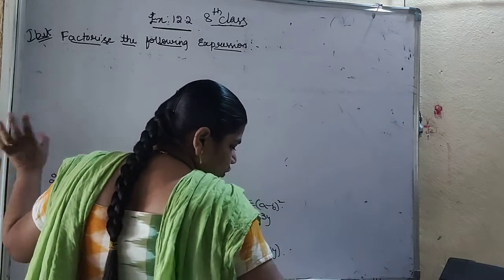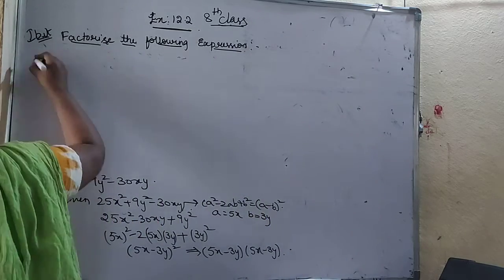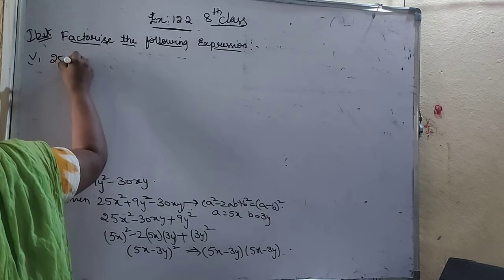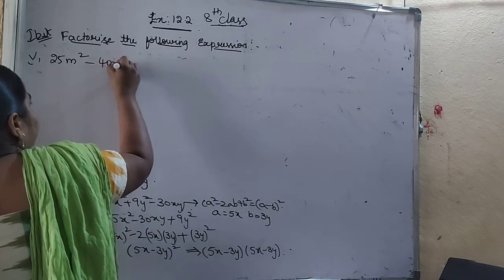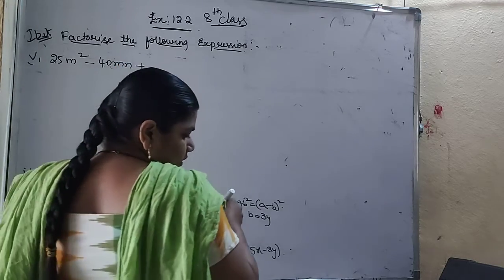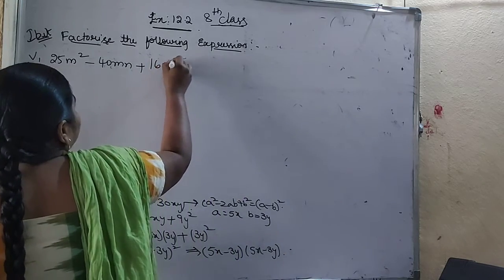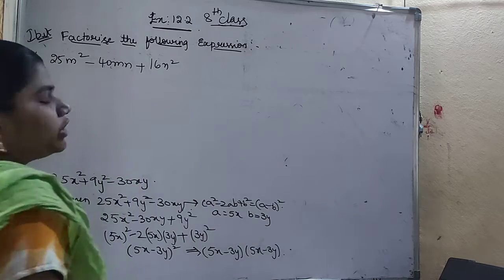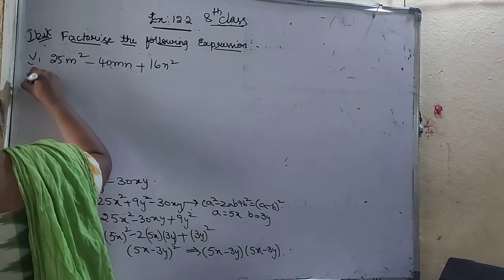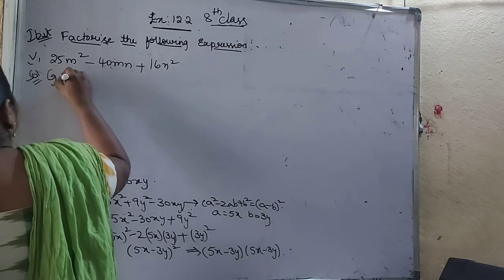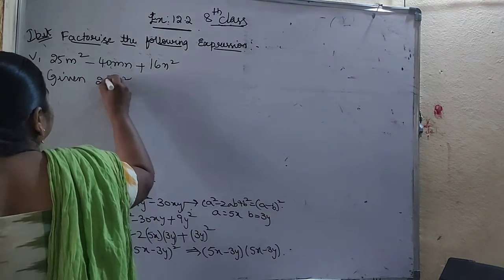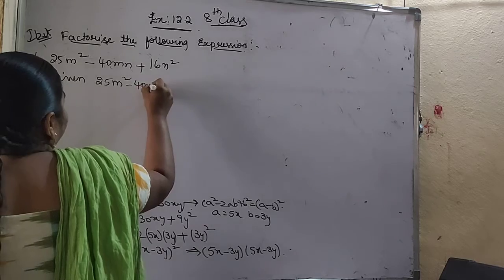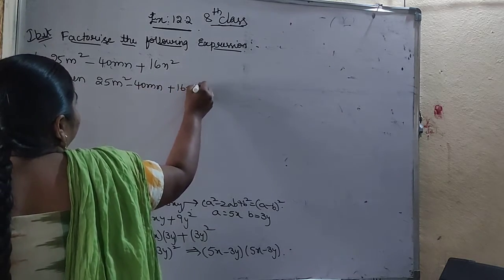So what is the fifth equation? 25m square minus 40mn plus 16n square. If you see this, again the first term and last term are in the form of squares only, so we can apply the identity. Given 25m square minus 40mn plus 16n square.